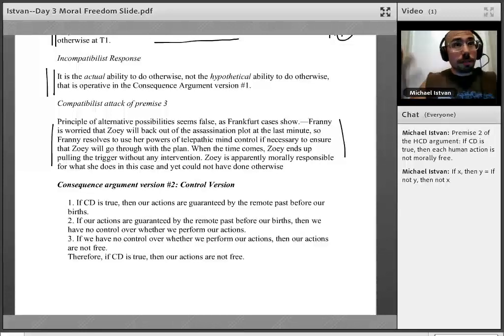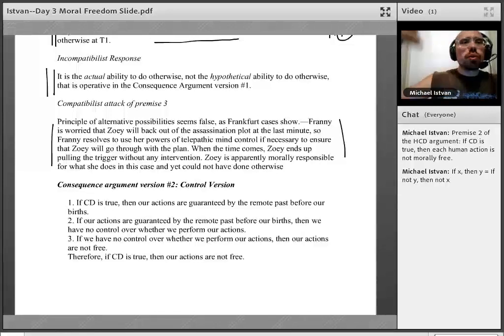Because she ended up going through with it on her own, Zoe is apparently morally responsible for what she does in this case. Typically, a person on the street, maybe one who hasn't been corrupted by philosophy, if they heard that scenario, would say, hell yeah, she's morally responsible for what she does. And that intuitive, everyman sense of moral responsibility is at least operative in Frankfurt's mind. So she's apparently morally responsible and thus acted freely, since freedom is required for moral responsibility.